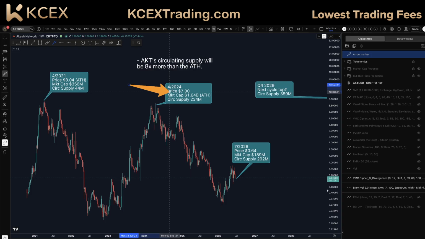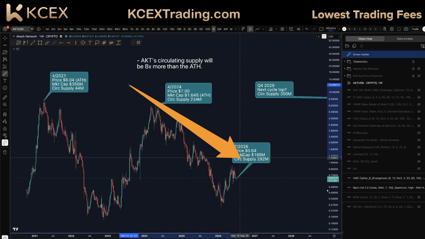Is it still bullish? I don't know. You have to decide that, but at the time you set an all-time high price of $8, you had a $356 million market cap and 44 million coins. At a price of $7, you had a $1.64 billion market cap, almost 5 times the market cap you had back here. You almost 5x'd your market cap. But you didn't quite hit the same price. You almost did, though. Most coins at 5x their market cap blast on through. But in this case, you went from 44 million coins to 234 million coins. So that kind of held you down.